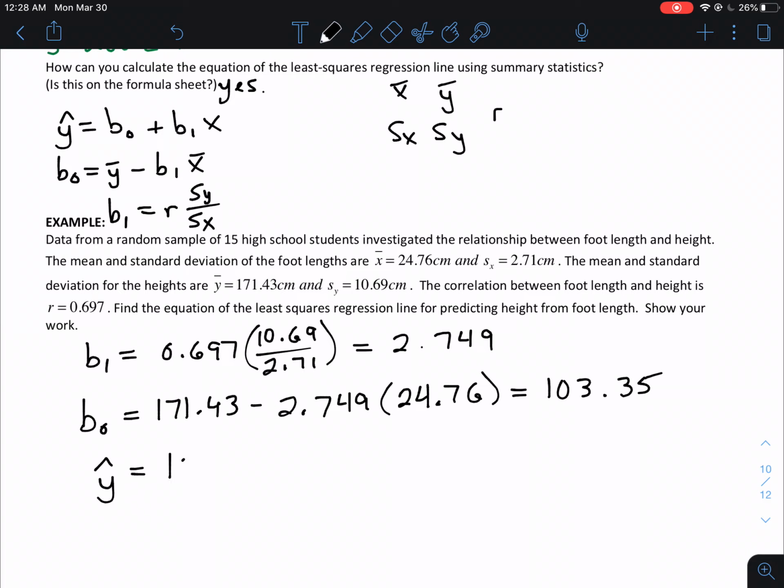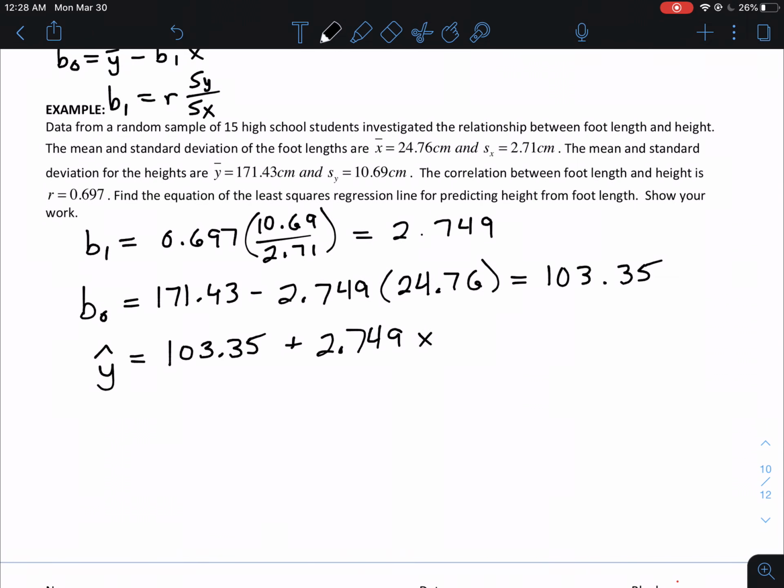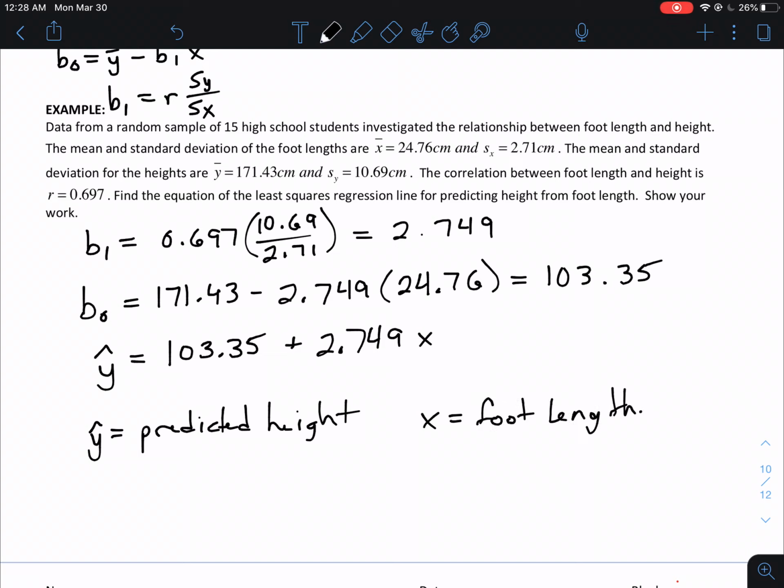You'd say y hat is equal to 103.35 plus 2.749 multiplied by x. Now, the only other thing we need to do, it didn't ask us to do anything else besides find the least squares regression line, but since I'm using variables, I do need to define those variables. So remember that y hat is the predicted height based on this least squares regression line, and x represents the foot length. So make sure that since I am using those variables, that they get defined.